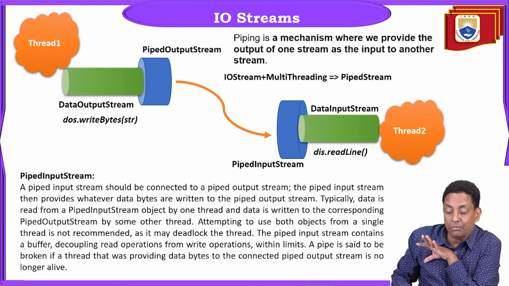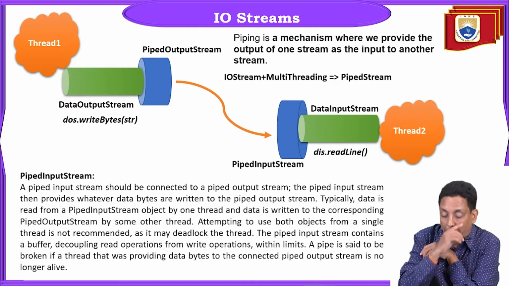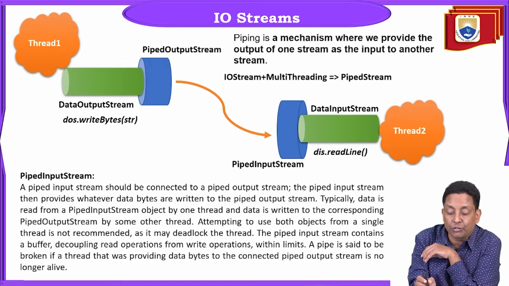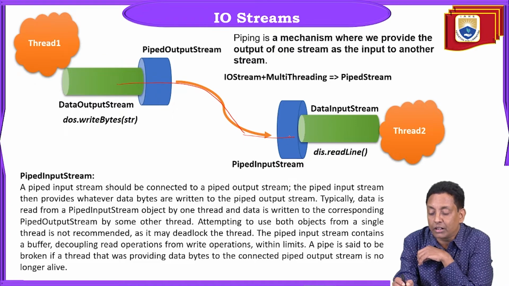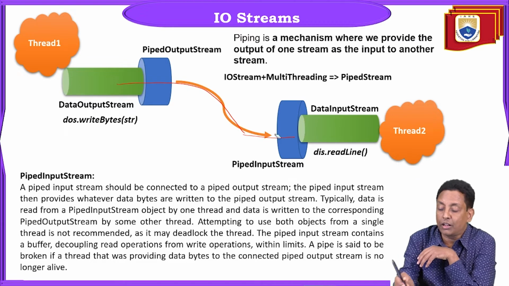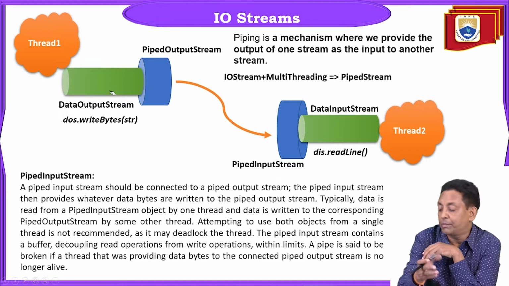If you see one example, you will understand. So here, through a piped output stream and data output stream, the data is written through one pipe. The data comes through a piped input stream, and through a data input stream, we'll read the data. We may write it into another file, or we may print it on the console, or we'll perform some operations.